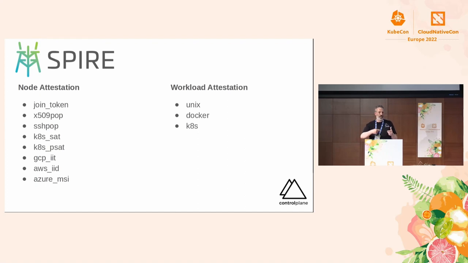And then when the workloads come up and talk to the node, they're just attesting themselves. The node's checking for this metadata, mapping it, knowing which identity to assign.